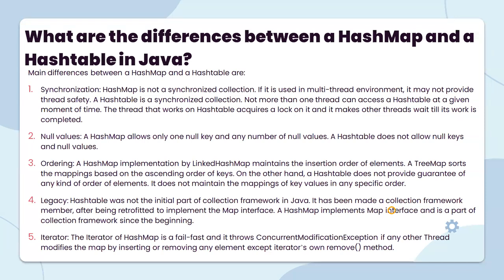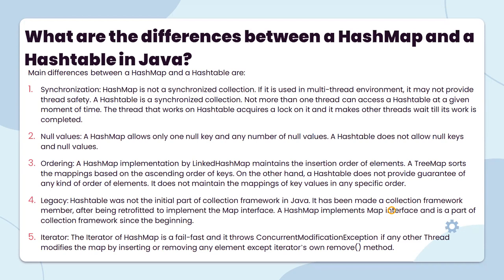You can store values in a multi-threaded environment, but in the Hashtable, you cannot do that. Next, the second point is null values. A HashMap allows only one null key and any number of null values. One null key is allowed inside the HashMap. Hashtable does not allow null keys and values. Hashtable does not allow null values inside the collection.